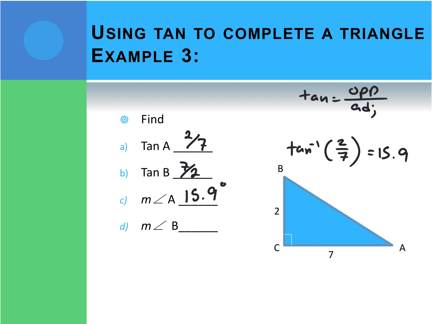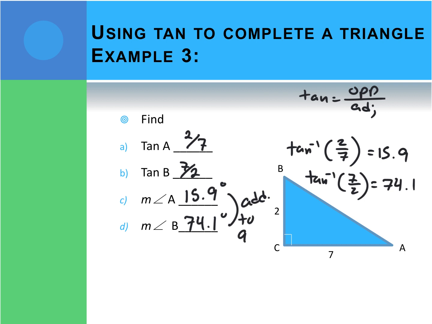angle. Now we're going to do the same thing for B. So tangent inverse for B is 7/2. So second function, tangent, 7 divided by 2, close parentheses. We get 74.1. Now it is very important that you round it off properly. These two should add to 90 degrees. If they don't add to 90 degrees, that means you rounded it wrong.